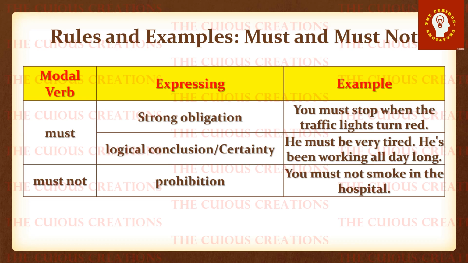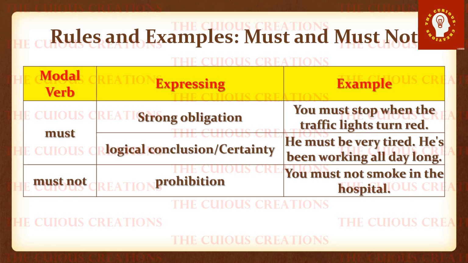First of all, we will see the rules of must. It is used to express strong obligation, for example, you must stop when the traffic light turns red. There is no choice here, one has to do it. The second use is logical conclusion, or certainty. For example, he must be very tired. He's been working hard. In other words, it shows the result of an action, which is inevitable.